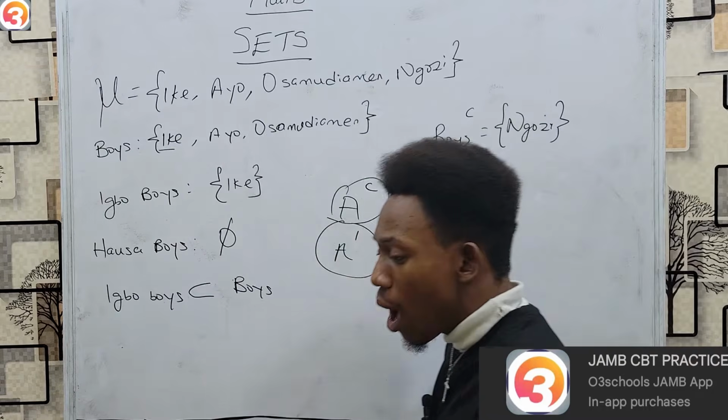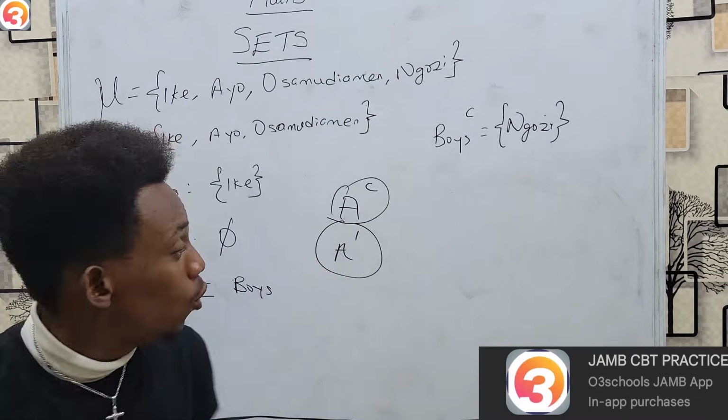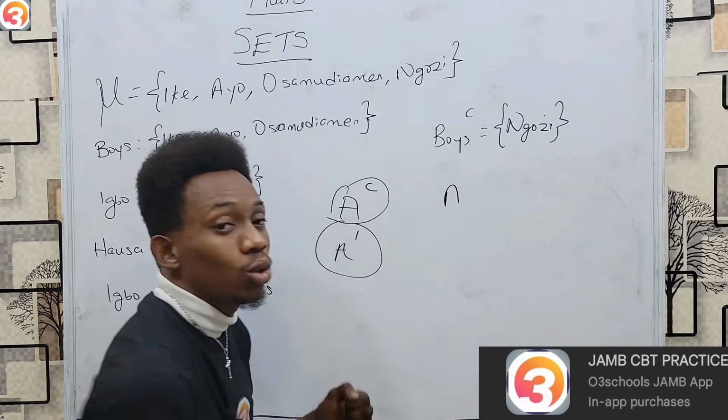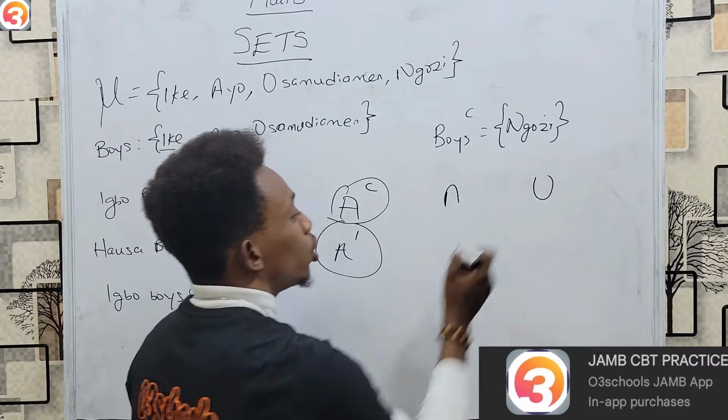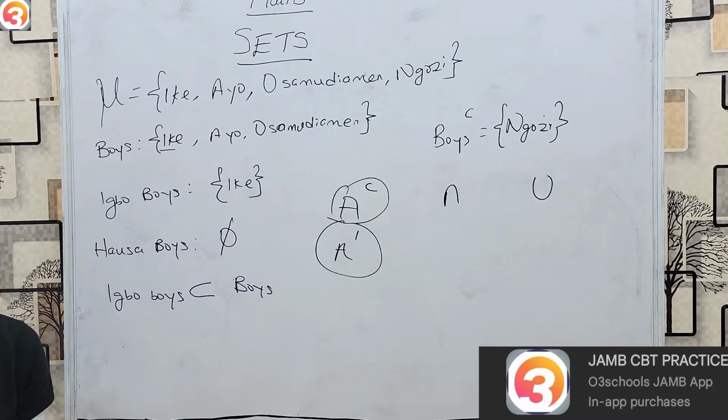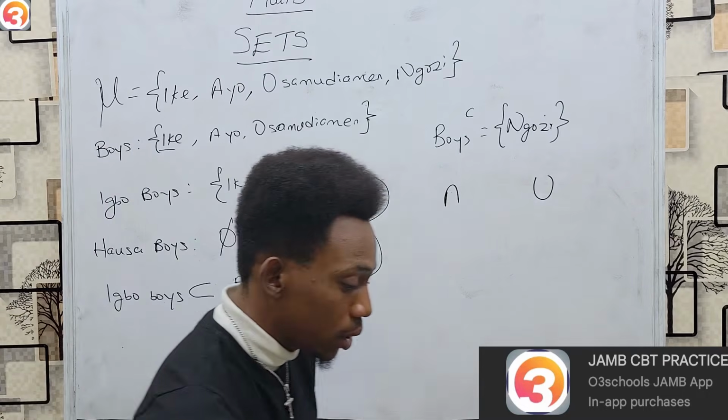Okay, then we also have two very important things, which are intersection and union. Intersection and union. These are very, very important.